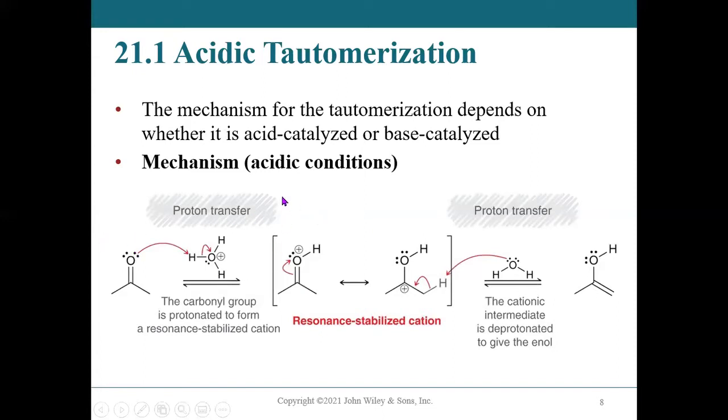And here is the mechanism for the acid catalyzed pathway. We start with the carbonyl and we have acid, so the acid will protonate the carbonyl oxygen. Then this intermediate is a resonance stabilized cation. Then we can use water, and there is plenty of water, to abstract the H plus and produce this enol.